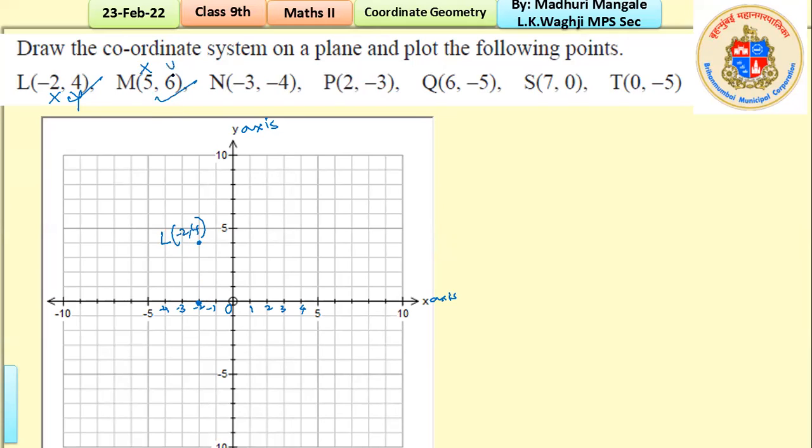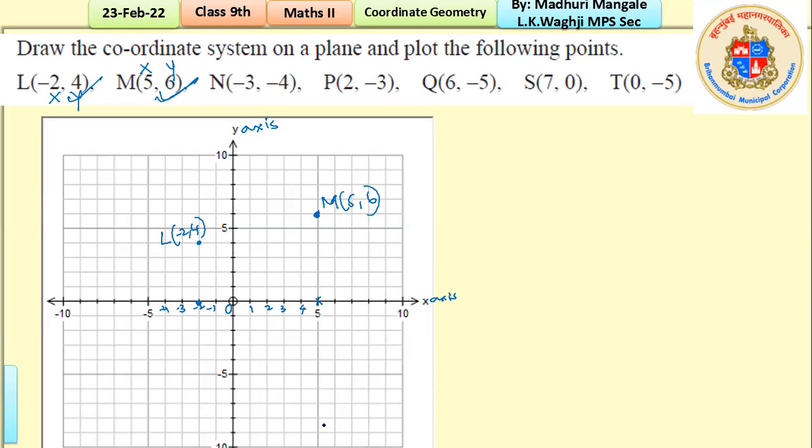Next is 5, 6. So x is 5, y is 6. Start at x equals to 5. So that means we start over here and then move 6 units up. Since it's positive, move 6 units up from here. So you will reach here. This point is point M, which is 5, 6.